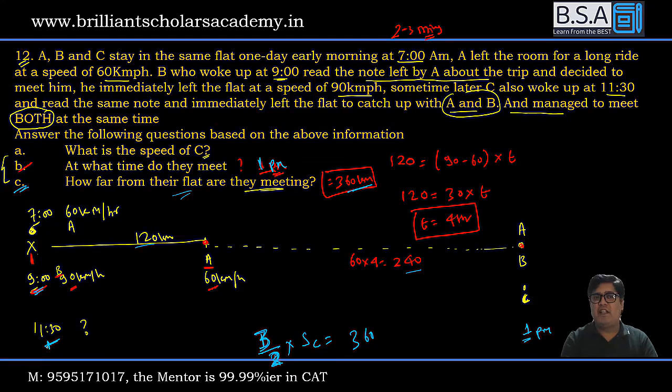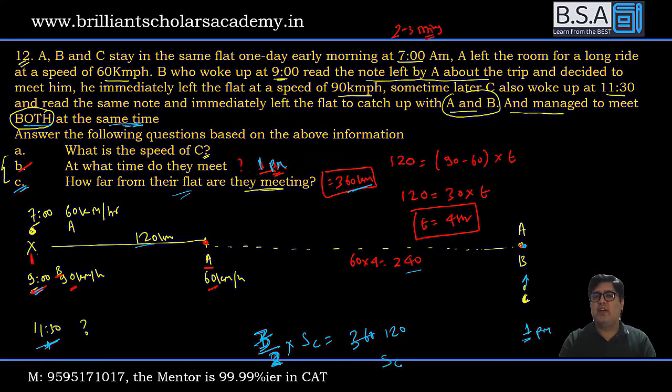Because at 11:30, C wakes up and decides, I want to catch A and B. And C catches both of them at the same moment. That means the moment A and B meet, C also meets them. So from 11:30, in 1.5 hours, C has to travel 360 kilometers.